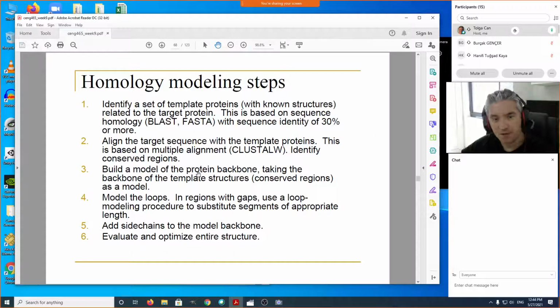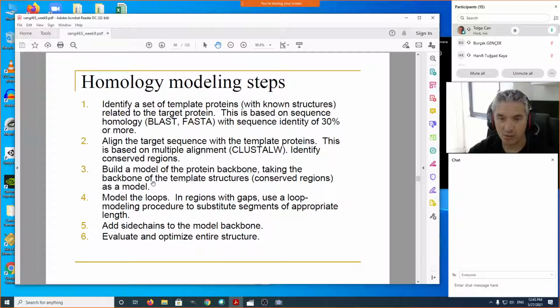The third step is we first build the model of the protein backbone, which is composed of the alpha carbon, nitrogen, and the carbon, taking into account the backbone of the template structures. After the multiple sequence alignment, as I said, we may identify conserved subregions in those template sequences. We use them as a model to build the backbone. And after the backbone is built, the backbones may be in chunks. It may not be a single connected polypeptide sequence. Therefore, there may be some gaps in the chain.